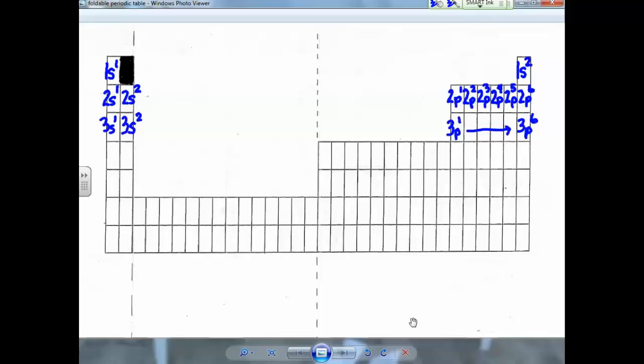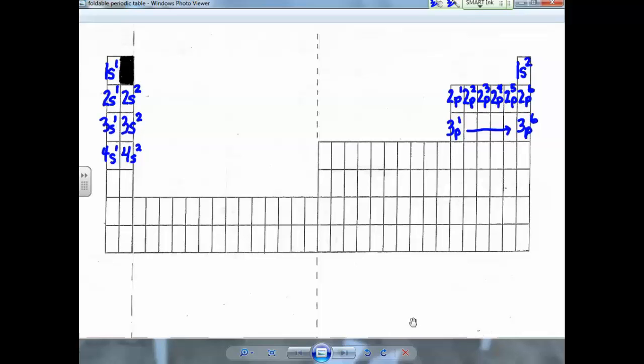4s1 and 4s2. And now, you're going straight across, read it like a book, left to right. Now we've got a new section here in the middle. What do you suppose that's for?